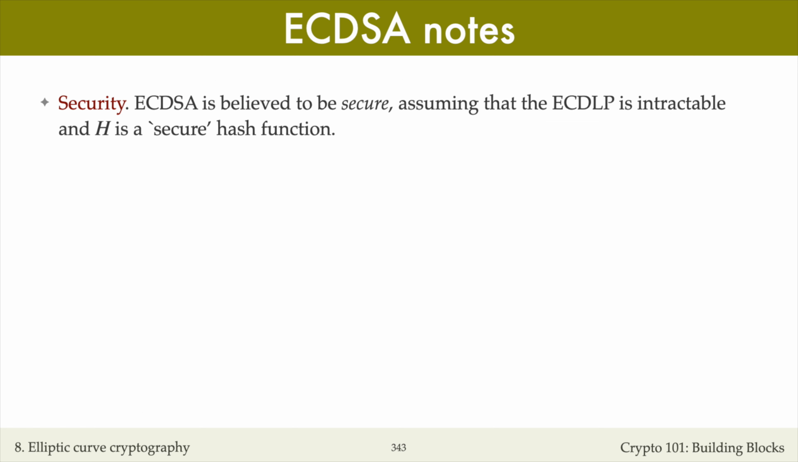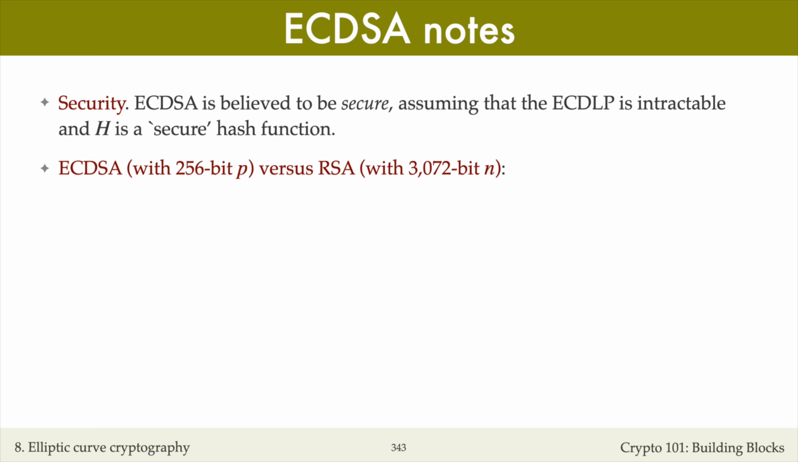ECDSA is believed to be secure, so existentially unforgeable against chosen message attacks, assuming that the ECDLP is intractable and H is a secure hash function. The intractability of ECDLP is a necessary condition because if the ECDLP were easy, then the adversary could compute Alice's private key from her public key. The security claim can be formalized and even proven under some strong assumptions, but I won't do that in this course.